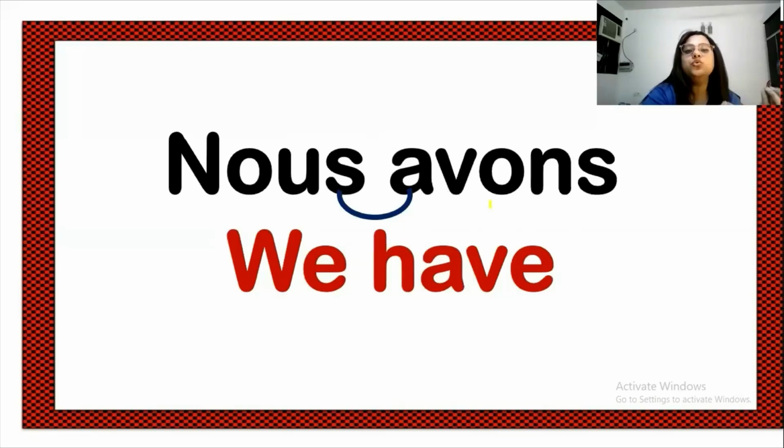We have nous avons. Nous avons, which means we have. Now, why is this z sound coming? Because we are doing liaison between S and A. There's a liaison happening between S and A. It's going to be nous avons.